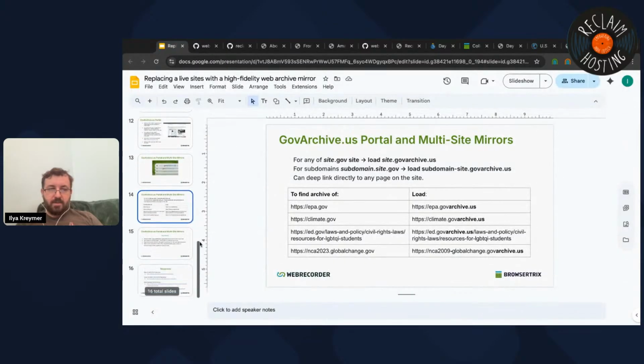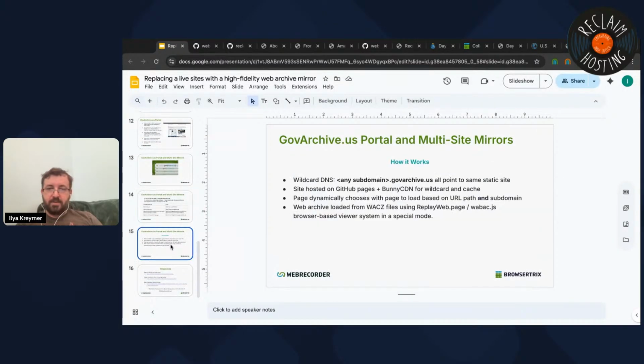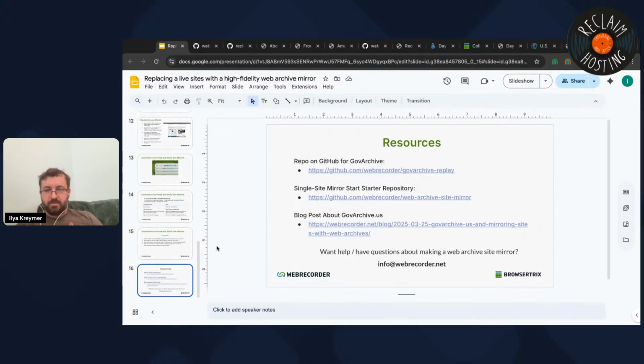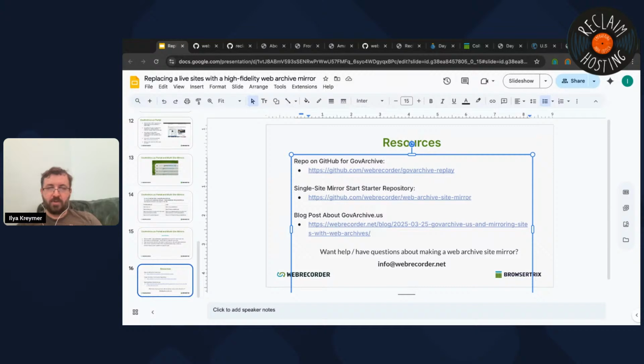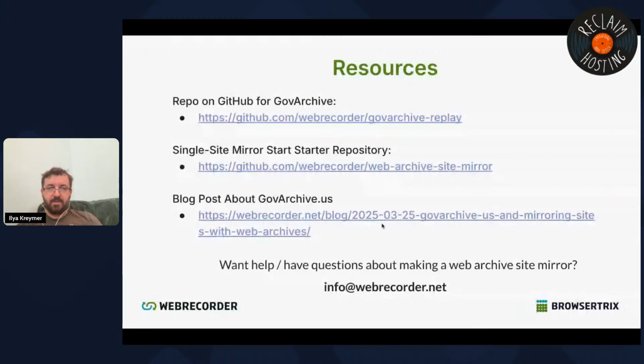We also have a blog post on how this works on webrecorder.net. We also have all of our tools are free and open source. We also have trials available for Browsertrix if someone wants to try crawling with our hosted version, or you could also use Browsertrix on your own or archive web page directly.